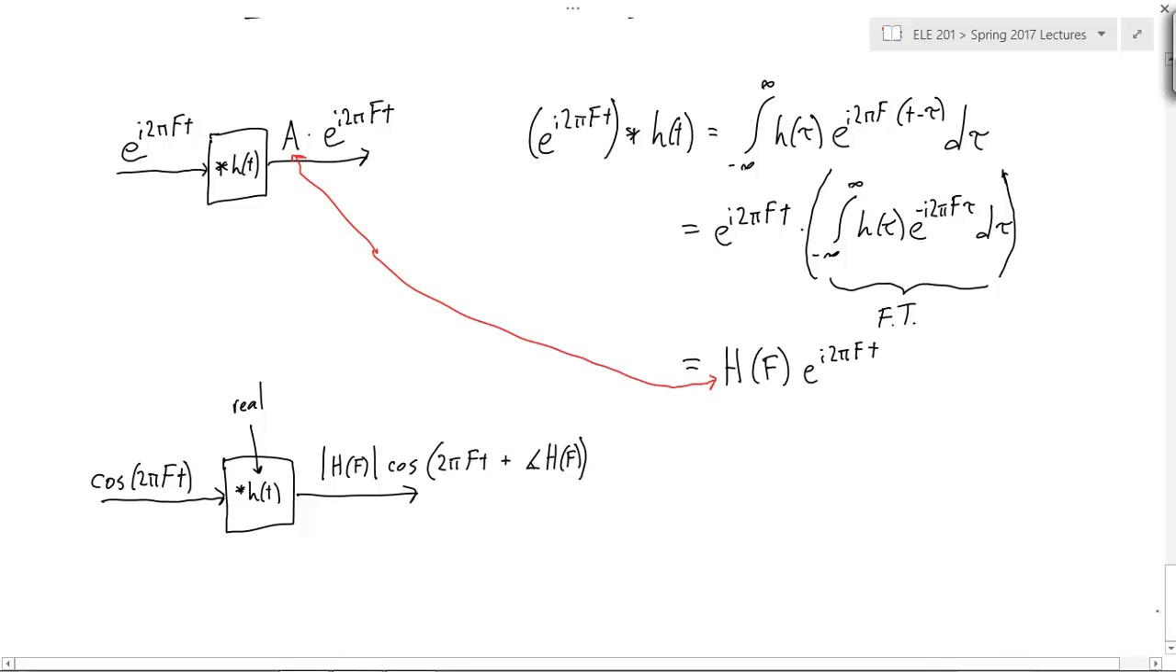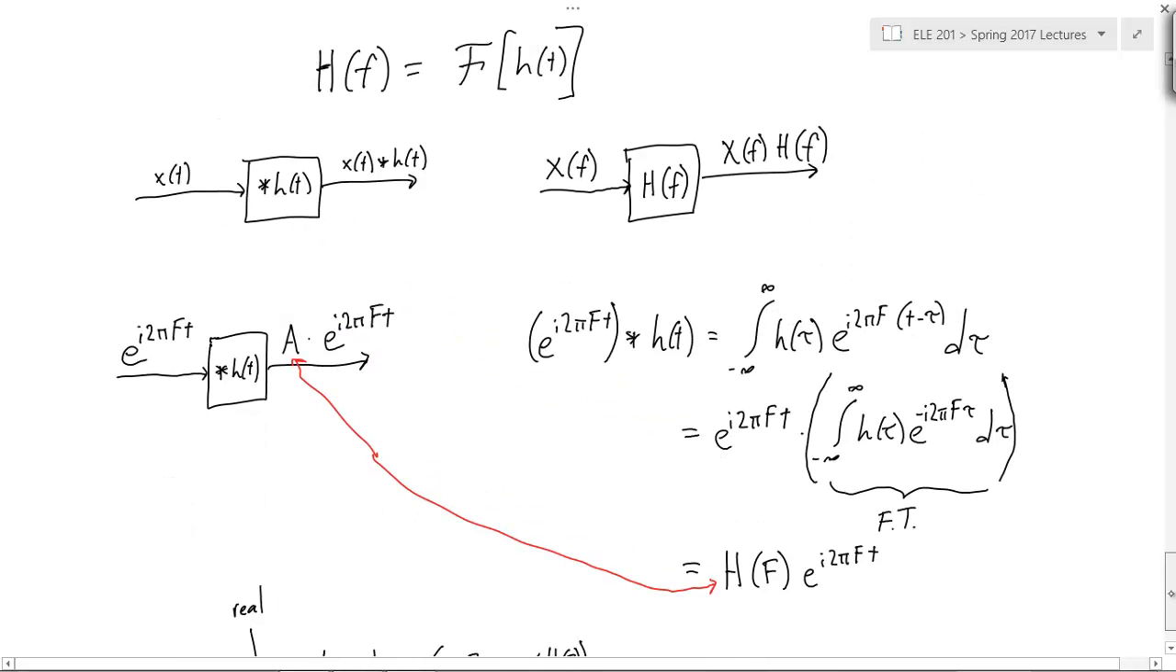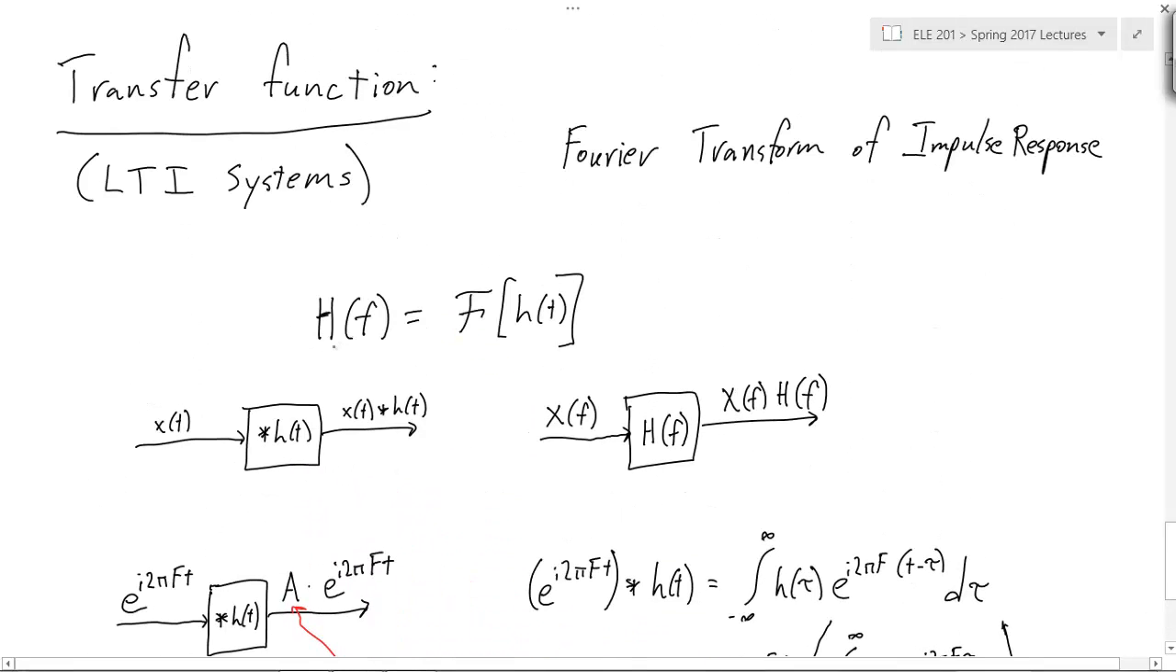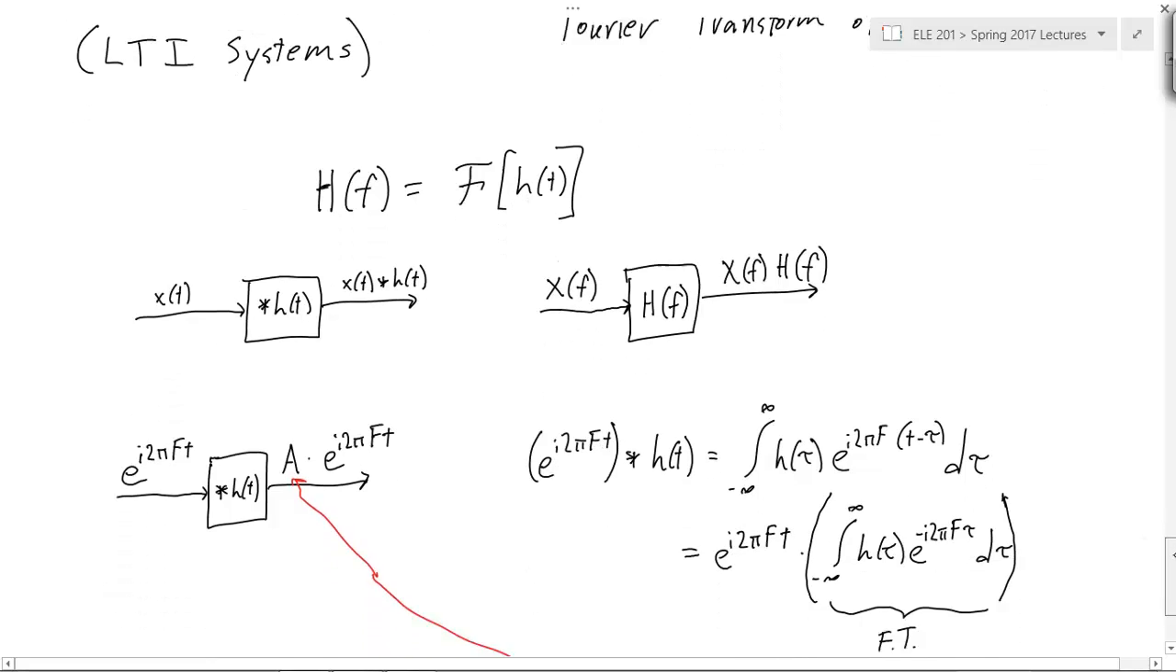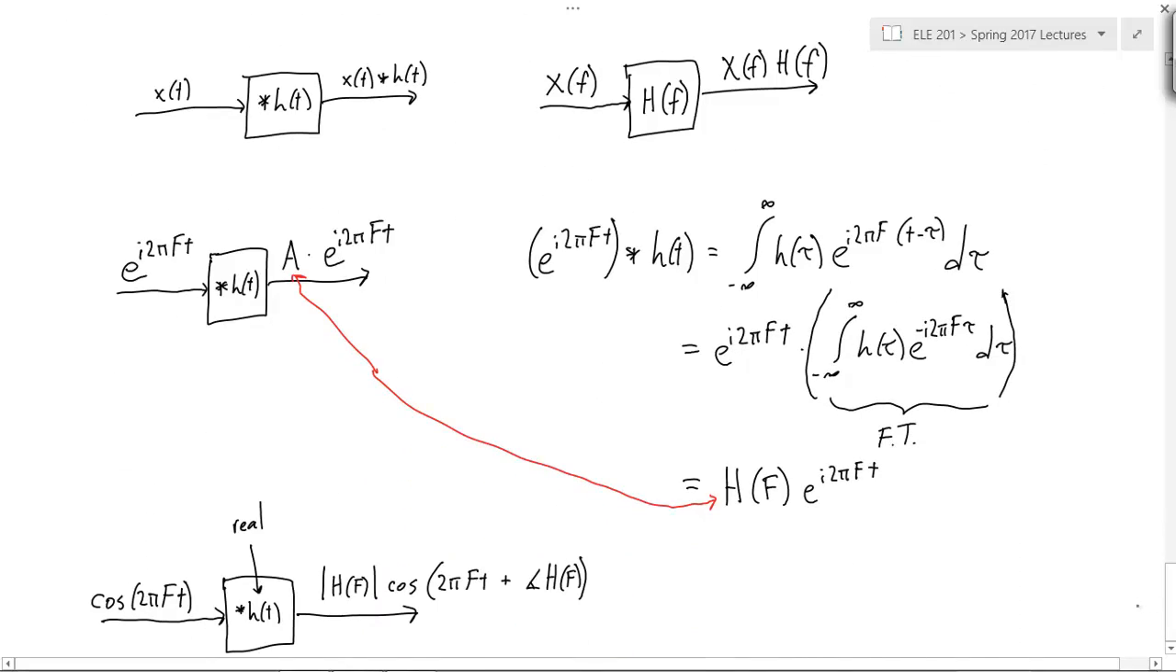So your cosine gets shifted by the phase of the Fourier transform, and it gets scaled by the magnitude. That's also a really nice way to remember what the transfer function is, because H of f is the transfer function. It's the Fourier transform of the impulse response. We have many ways of understanding what it does and what it means.